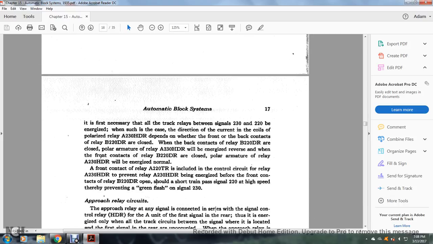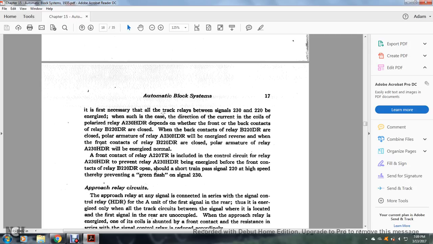It is first necessary that all the track relays between signals 230 and 220 be energized. In such a case, the direction of the current through the coil of the polarized relay A230 HCR depends on whether the front or back contacts of relay B220 DR are closed. With the back contacts of relay B220 DR closed, the polar armature of relay A230 HCR will be energized in reverse. With the front contacts of relay B220 DR closed, the polar armature of relay A230 HCR will be energized normally.